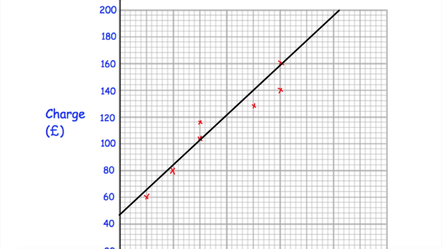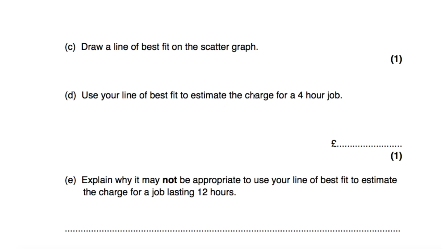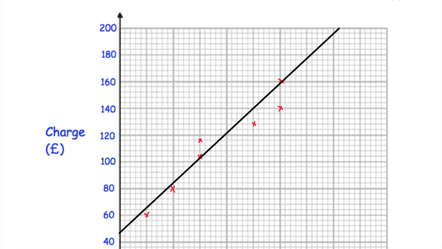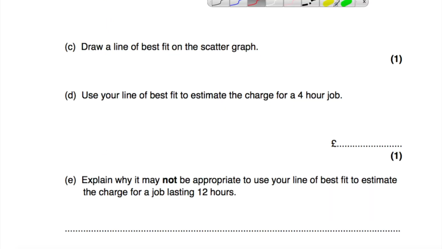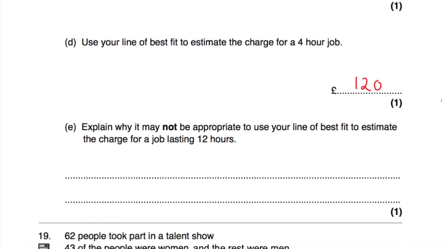Okay, our next part says use the line of best fit to estimate the charge of a job lasting 4 hours. So let's go to our graph and we're going to go to 4 hours, which is here, and we're going to go up to the line of best fit and across. With my line of best fit, I find that to be £120. So my answer is £120, and obviously yours may vary depending on your line of best fit. And then the last part, part E, says explain why it may not be appropriate to use the line of best fit for a charge of a job lasting 12 hours.